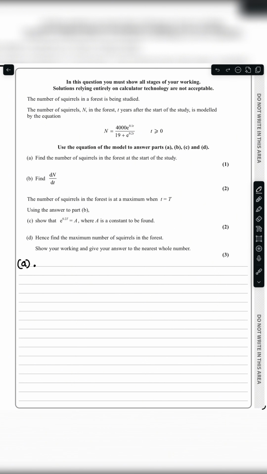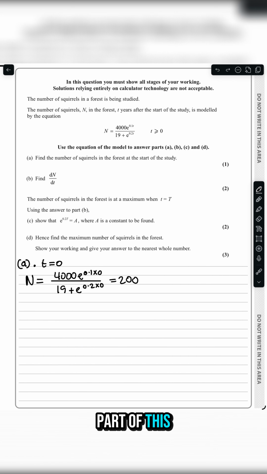So we know that at the start of the study, t equals 0, so n equals 4000 multiplied by e to the power of 0.1 times 0, divided by 19 plus e to the power of 0.2 times 0, giving us 200 as the final answer.